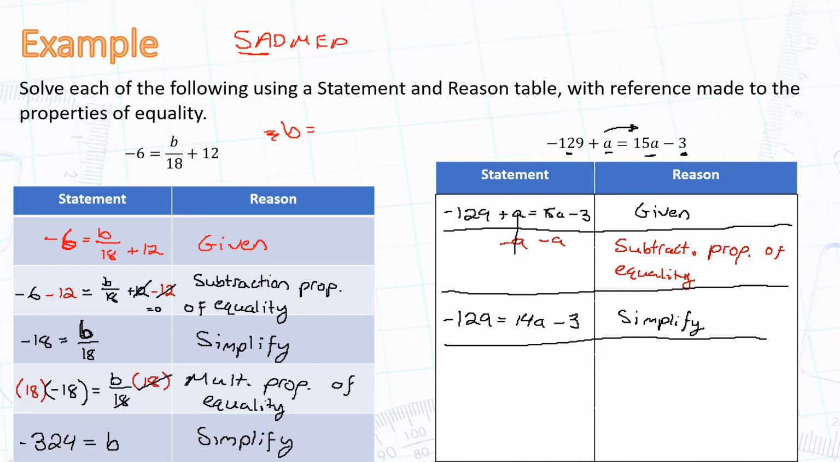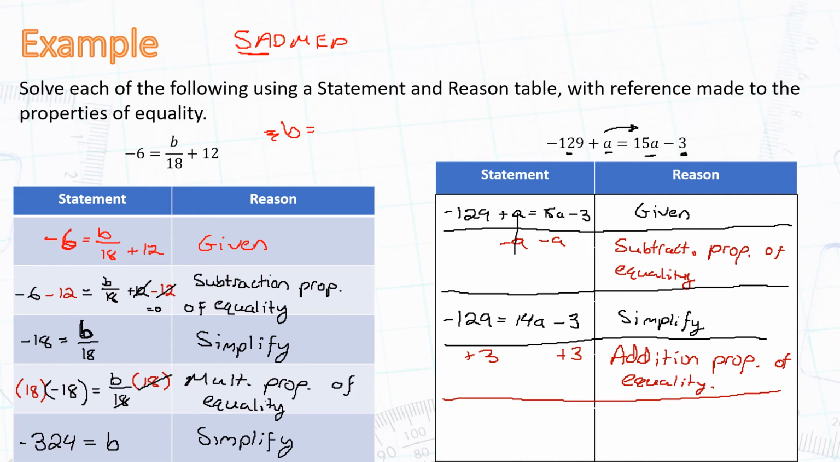Now we want to get A on its own. We've got to add 3 to both sides to get rid of that minus 3. So I'm going to add 3. This time we have an addition property. All right, and that's going to leave us with the 3's canceling down to be 0. So we'll have negative 126 is equal to 14A. I'm going to run out of space. And this one was simplify again.